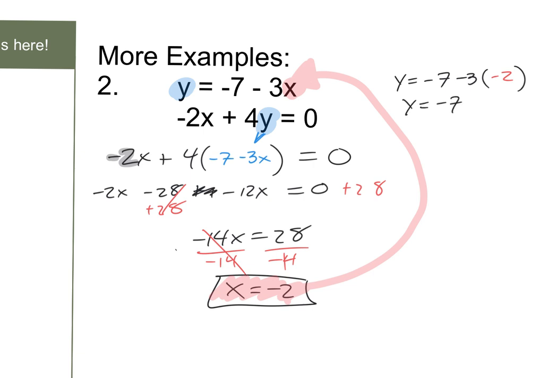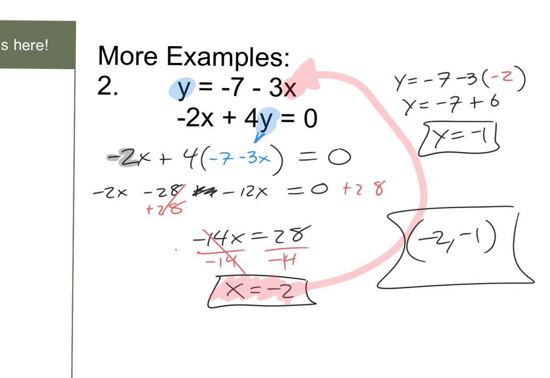Negative 7, and negative 3 times negative 2 is positive 6. So that turns into plus 6. Okay, that's important to remember. So we have to do this multiplication first. That's order of operations. And negative 7 plus 6 makes negative 1. Okay, I got my 2 points. Write it as a coordinate. It's negative 2, negative 1. Boom. Easy peasy. All right, let's take a look at number 3.